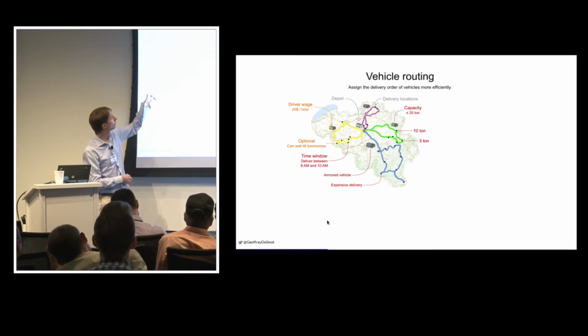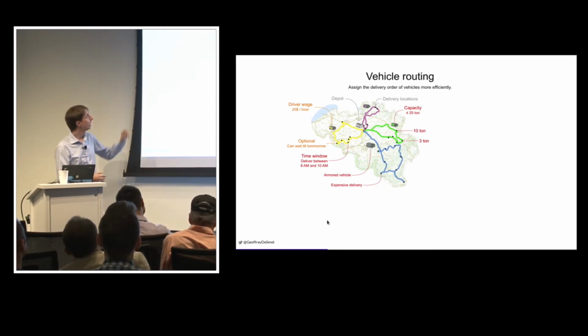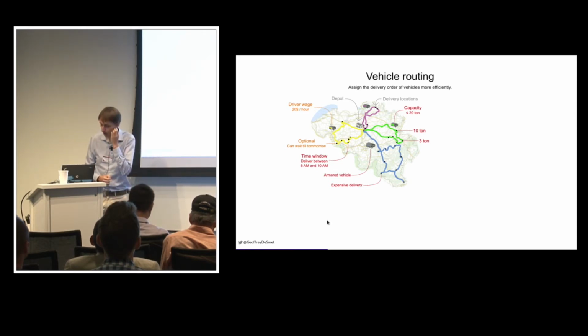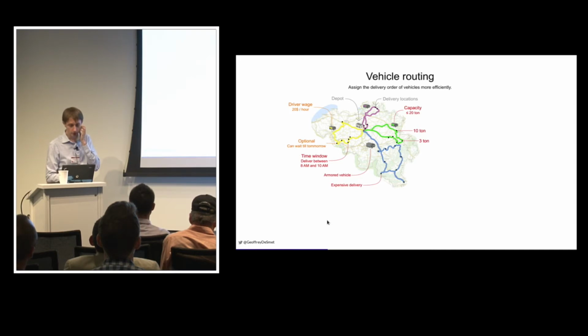However, the orange ones are the soft constraints, and an interesting one is, for example, the driver wage. Every minute that your driver is driving around, you have to pay him, every hour, of course. And on top of that, you also have to pay the fuel consumption and things like that, right? So if we can minimize the amount of time that we're driving, we can minimize our expenses, which is very good for our profit margins, of course, right?